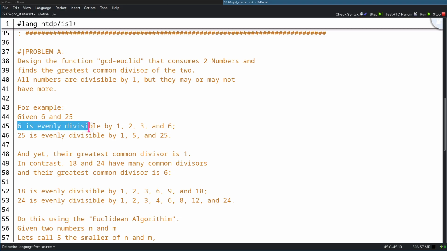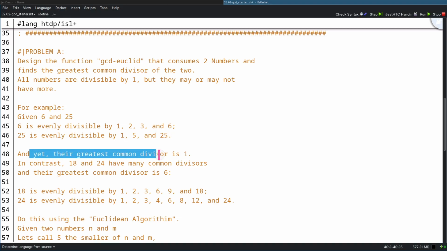So 6 is evenly divisible by 1, 2, 3, and 6. 3 times 2 is 6, 2 times 3 is 6, and 6 times 1 is 6. All numbers have a factor of 1. 25 is evenly divisible by 1, 5, and 25. 5 times 5 is 25, and 1 times 25 is 25. They only share 1, so their greatest common divisor is 1, because that's the only factor that they share.